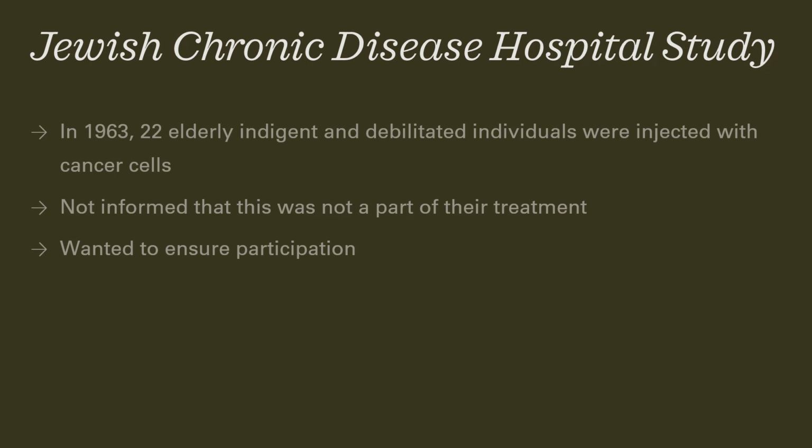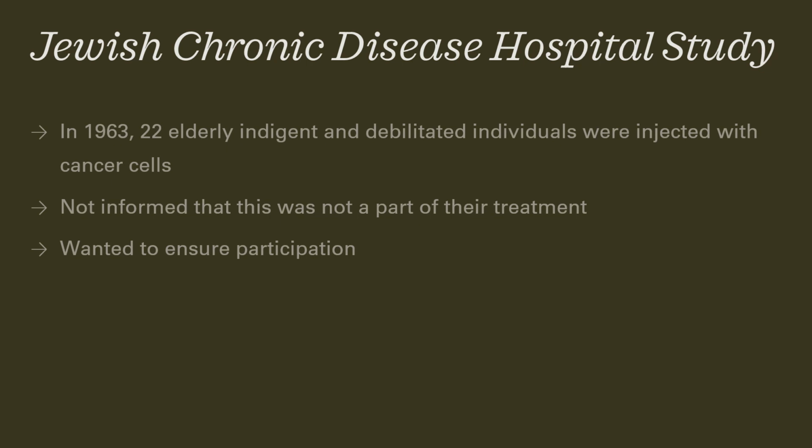These individuals also included patients that were senile. These individuals were injected with active live cancer cells. The reason for his experiment was that he wanted to see if the immunological systems of those patients that were debilitated reacted any different to the introduction of cancer cells than people who were otherwise healthy.